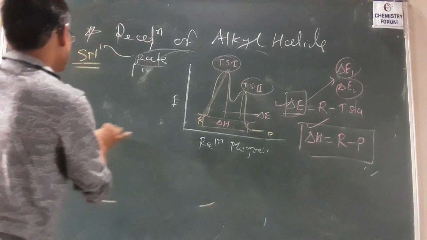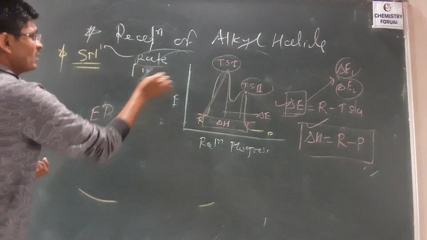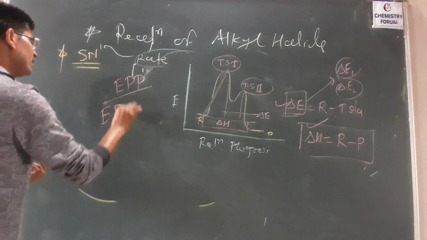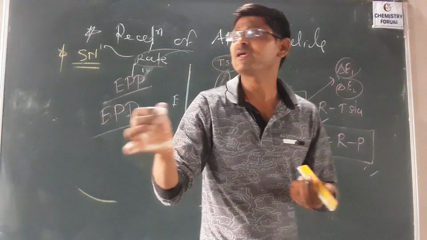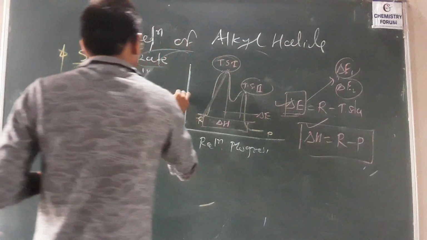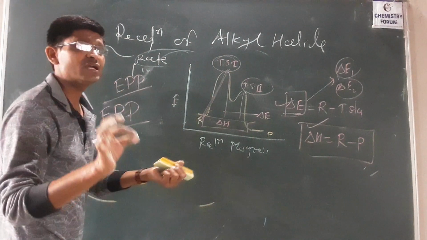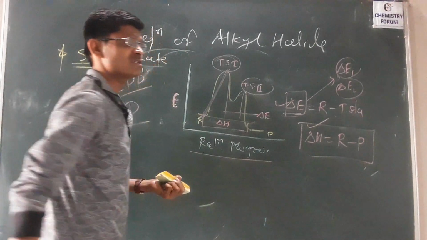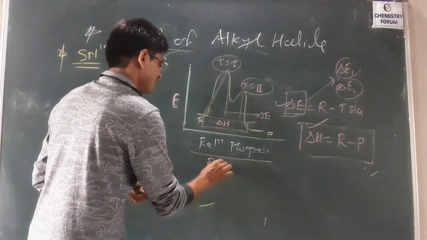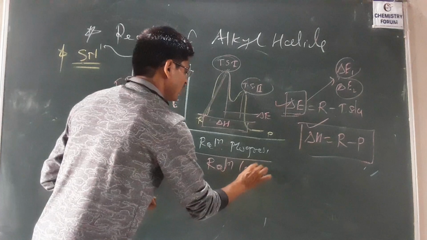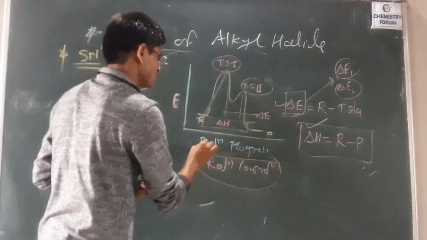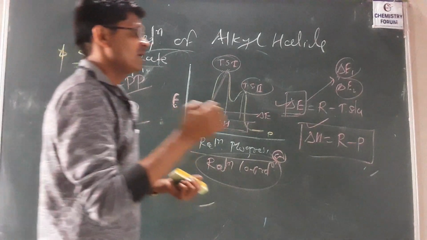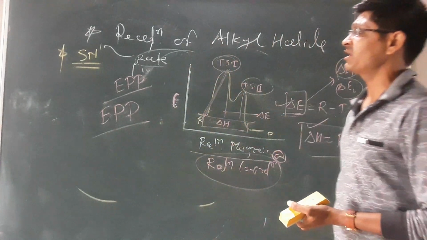So that is nothing but energy profile diagram. EPD. In the energy profile diagram, the graph is plotted of energy versus reaction progress or reaction coordinate. That is known as energy profile diagram. So this is the energy profile diagram for the SN1 types of the reaction.